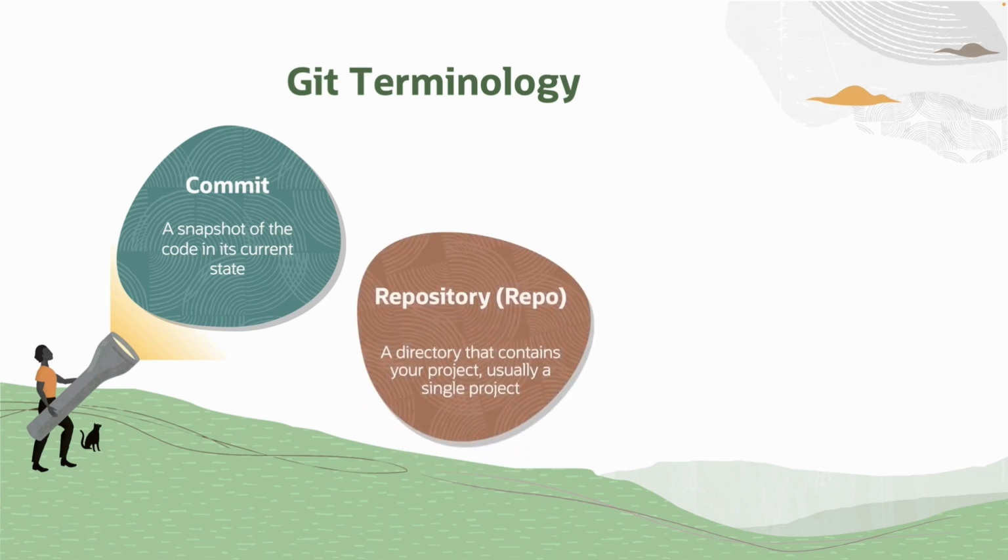A repository, also known as a repo, is a directory that contains all the changes to your work. Normally, this is a single project, a library, analysis, or a report. It can be either local or remote and is a collection of commits.